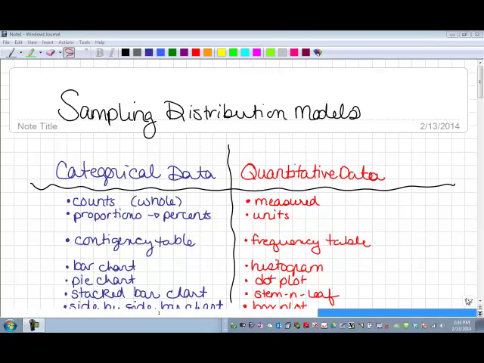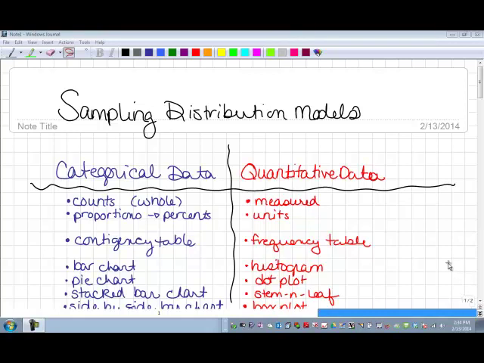Alright, AP Statistics. Going back a little bit to sampling distribution models, because really this is the important piece that we need to understand before we move into inference. Everything that we do from here on out is going to be based on a sampling distribution model. Basically, a model of different sample statistics that we take.